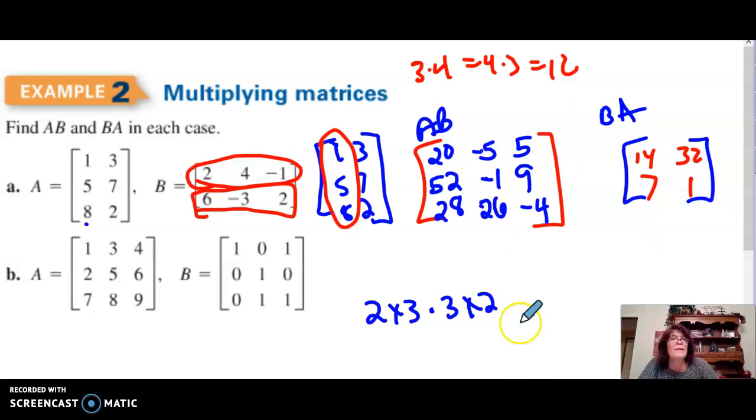Okay, so AB does not equal BA. The dimensions are off. They're not even the same dimensions. And then you could see it with AB times BA here. I can come back and show you that answer later.